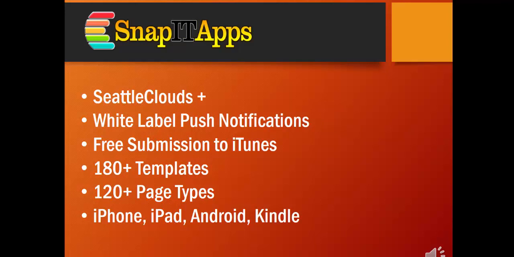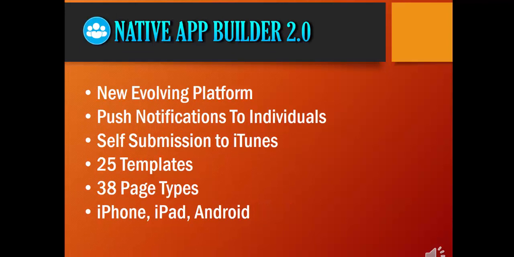So that's Snapitapps. And next up is the Native App Builder 2.0. Now this is a relatively new and evolving platform. The main difference between this and Snapitapps in terms of benefits is that here you can send push notifications to individual app users. So with Snapitapps and most other app platforms, you can send push notifications to all of your app users, and you can also filter by topics.